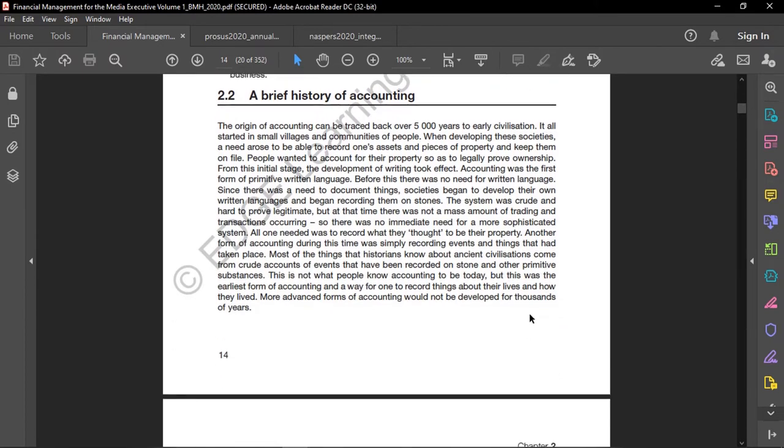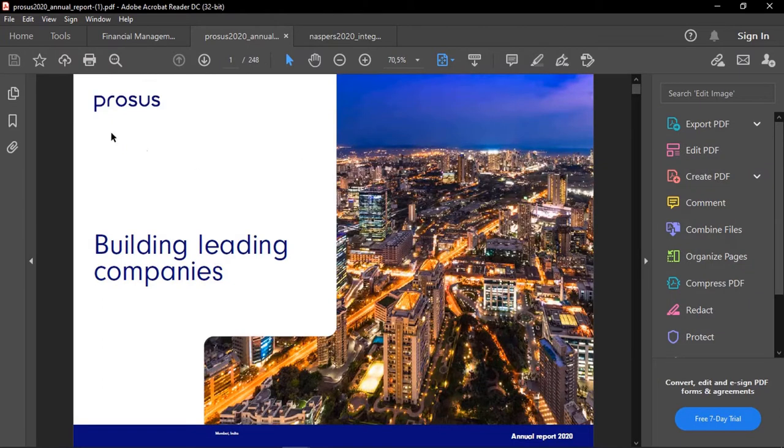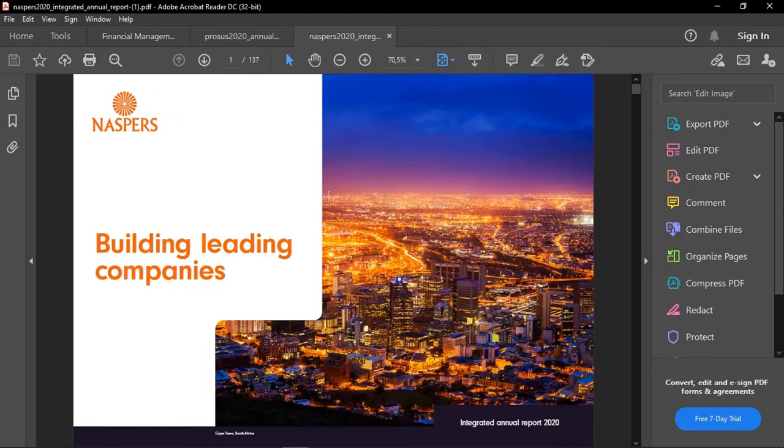Just to give you some background regarding the brief history of accounting. What is accounting? Well, last time I referred to Prosus and I referred to Naspers. Those are two of South Africa's largest companies in the actual country. So when you're looking at Naspers and Prosus, once upon a time they were actually one and the same, and then more recently they had split into two separate companies.